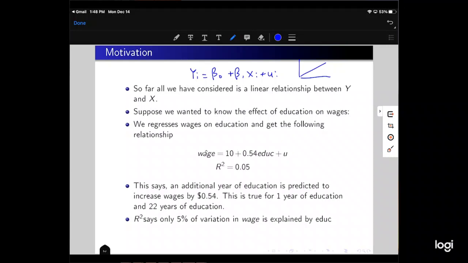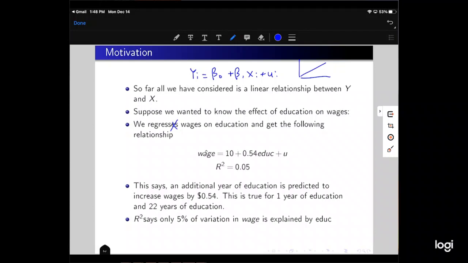Suppose we wanted to know the effect of education on wages. So we're back to this wage and education example. We regress wages on education and get the following relationship. Wage hat, the predicted wage, is equal to 10 plus, ooh, I made a mistake here. Somebody watching this should pick up on this. Wage hat equals 10 plus 0.54 times education plus u.